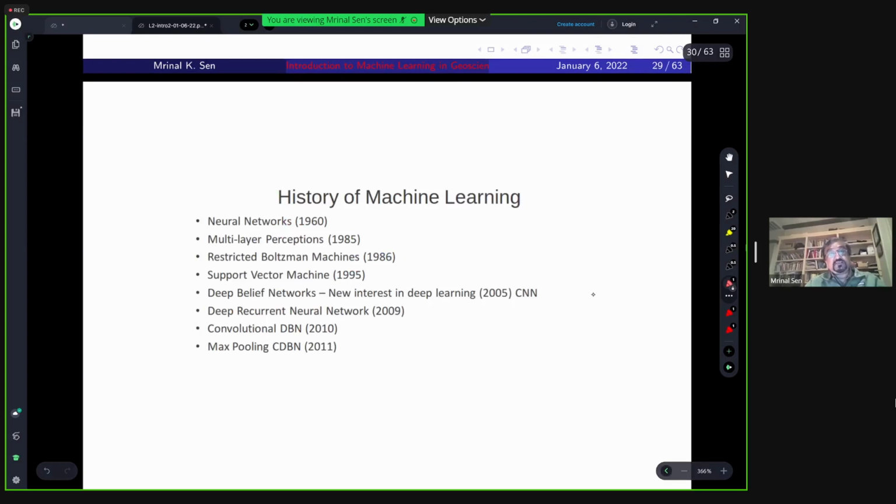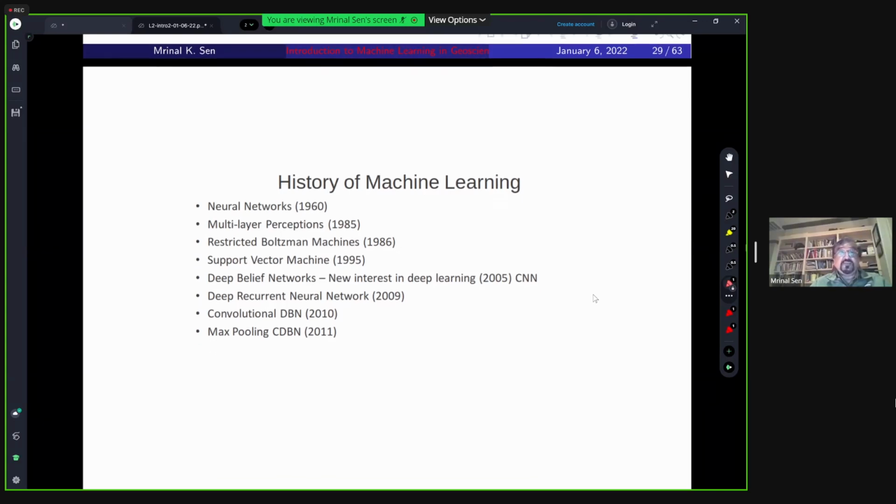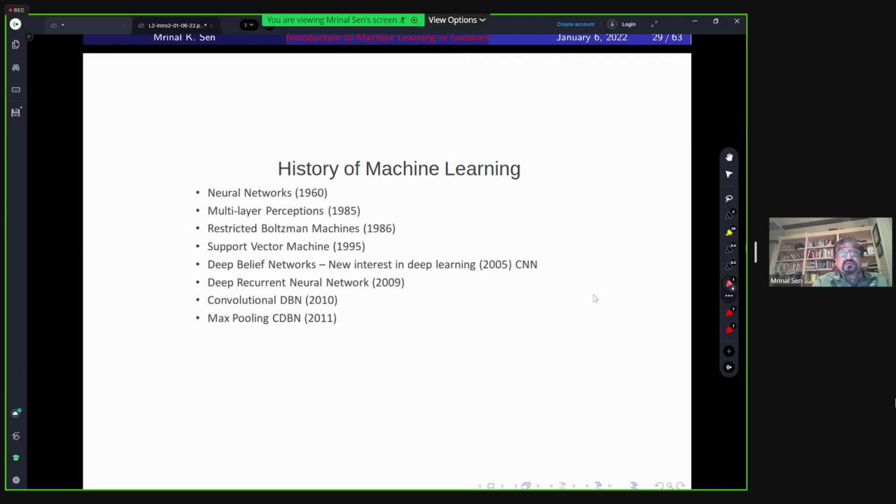History of machine learning. Machine learning is not all that new. What is new is actually deep learning, and that has revolutionized the whole industry or academia. Neural networks were proposed back in 1960, and then in 1985, they proposed multi-layer perceptrons and the restricted Boltzmann machine. And then support vector machines were invented in 1995. In fact, that's when I also got involved in using some of these applications, and came up with some new algorithms for looking at geophysical data sets.